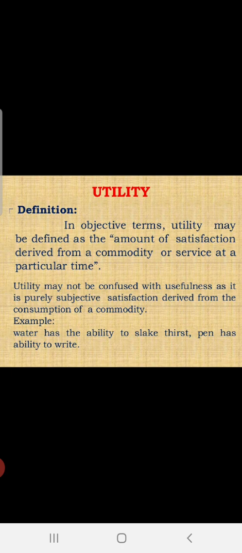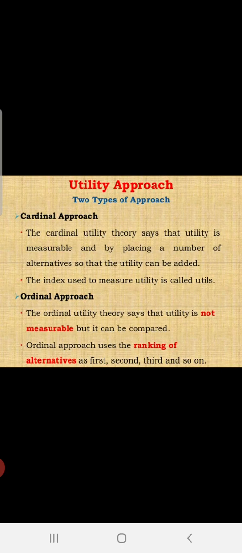Okay, what is the example given? Water has the ability to slake thirst, a pen has the ability to write. Water has the most power to satisfy you. If you are thirsty, then the utility you get from water is higher. Okay, the next one is, what is the utility approach?